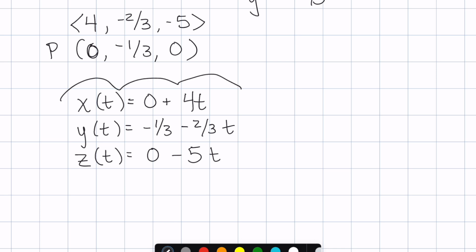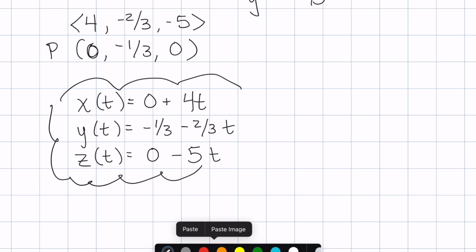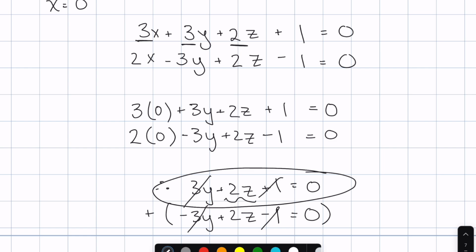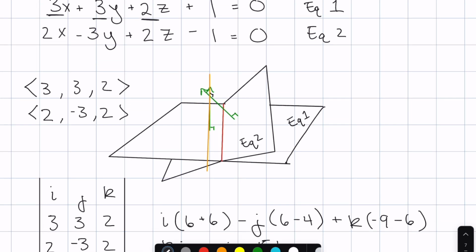So this would be the answer for the scalar parametric equations of the line that's formed by these two intersecting planes. Thank you.